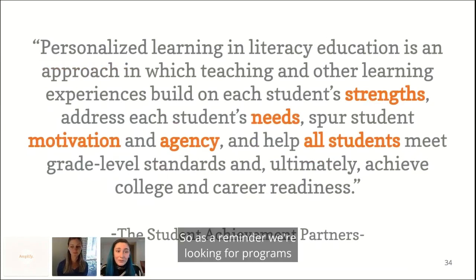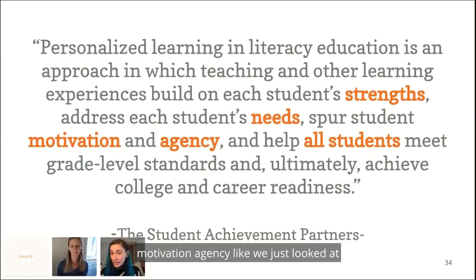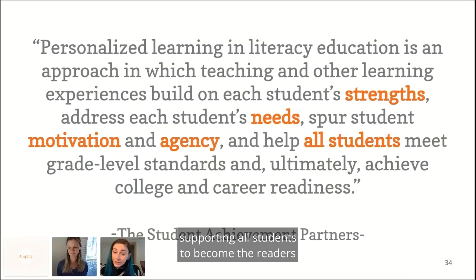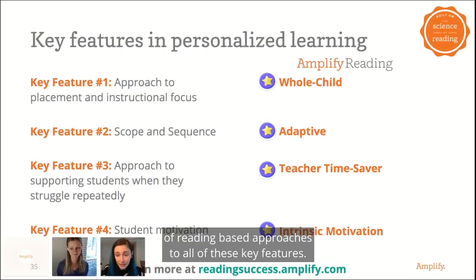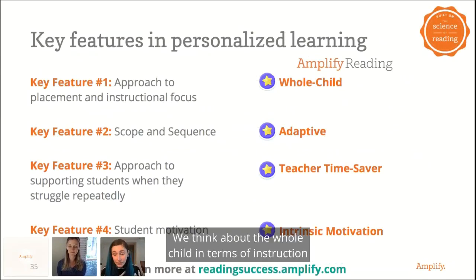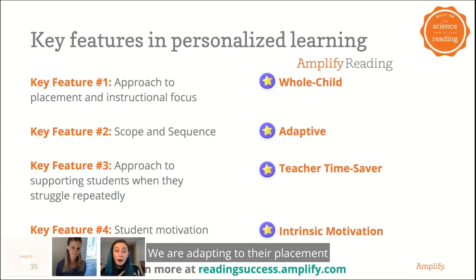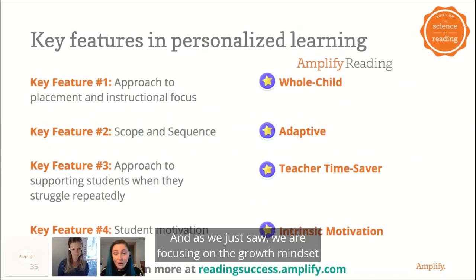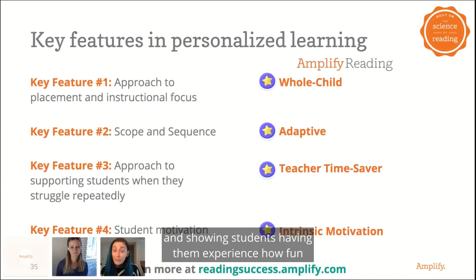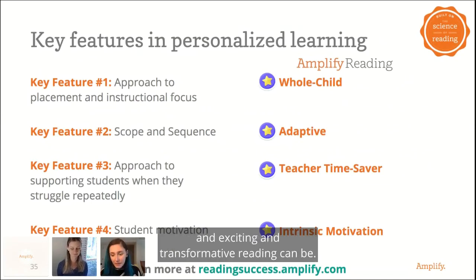So as a reminder, we're looking for programs that are focusing on both strengths and needs, motivation and agency, like we just looked at, supporting all students to become the readers that we know that they can be. And again, Amplify Reading has the science of reading-based approaches to all of these key features. We think about the whole child in terms of instruction and social emotional learning. We are adapting to their placement and their needs as they grow and change. And as a company, we are adaptive. We save teachers time. You have so much work to do. We're going to give you the data you need to help inform all the work you're doing outside of the program, but we have you covered. And as we just saw, we are focusing on a growth mindset and having students experience how fun and exciting and transformative reading can be.